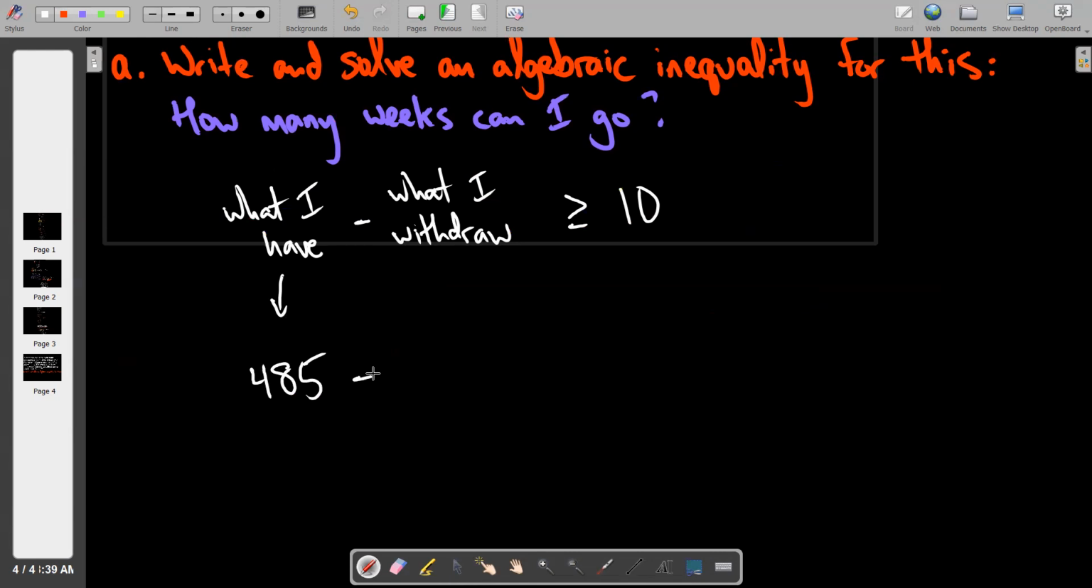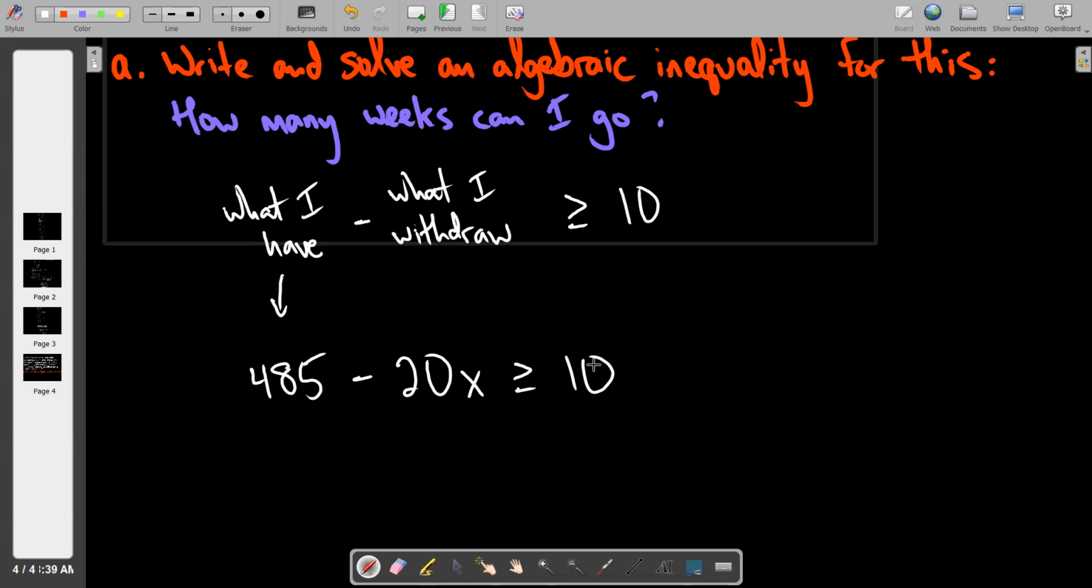Now, this is that thing like with the labor problem and the plumber problem just now. This is that same idea. How much am I going to withdraw? 20x, right? Because it's $20, but I do it every single week, and x is the number of weeks. So if I did it for 1 week, I take out 20. If I did it for 5 weeks, I take out 20 times 5, right? And this is the math problem that presents itself to me. Again, what you have minus what you withdraw has to stay at or above a certain cutoff point. Any questions about that? Okay.